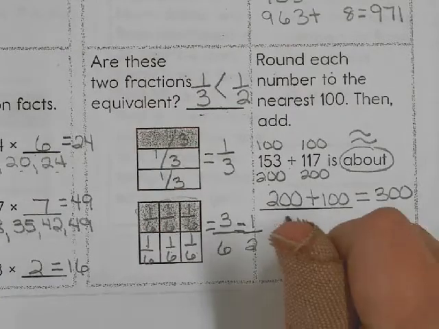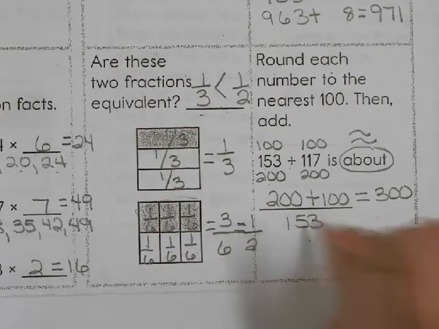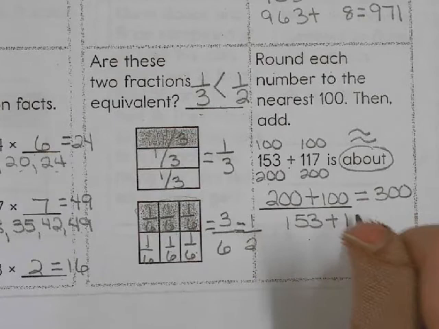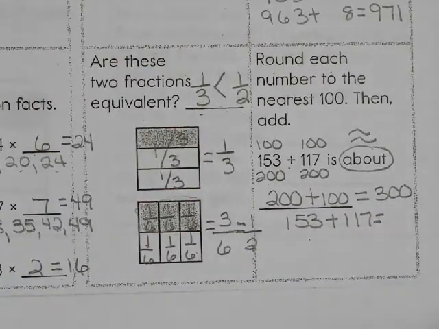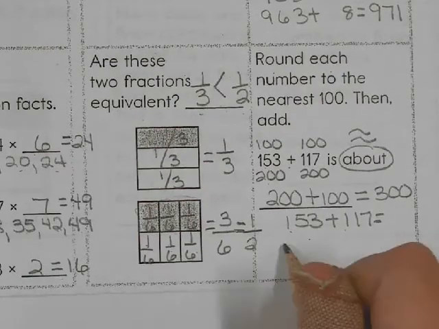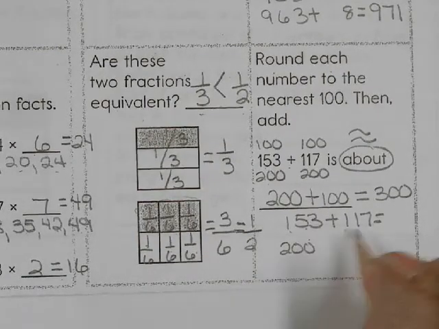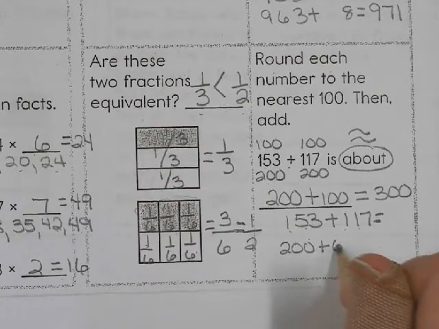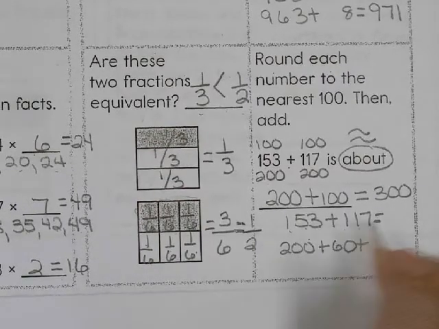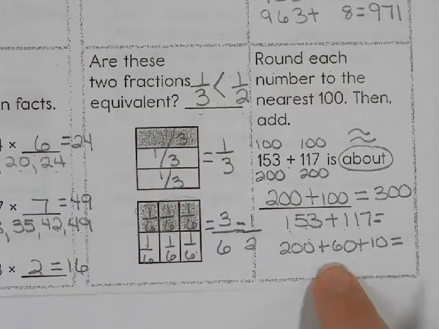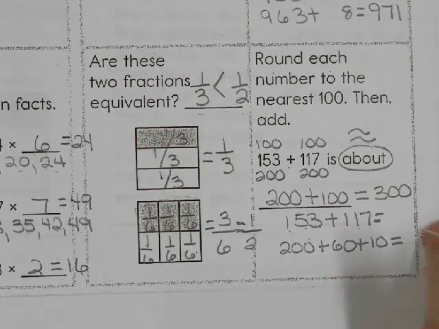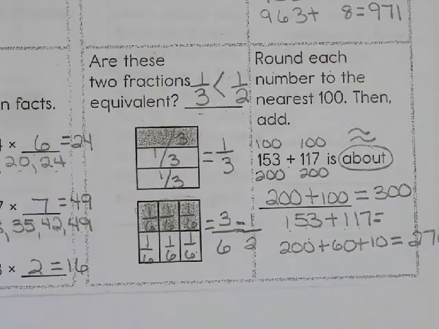So let's go ahead and do that. We're going to take the 153 and find the exact amount, the sum of those two numbers. So 100 and 100 is 200. 50 and 10 is 60. And 3 plus 7 is another 10. So when I add 200 plus 60 gives me 260, plus 10 is 270. So that's a fairly close approximation.